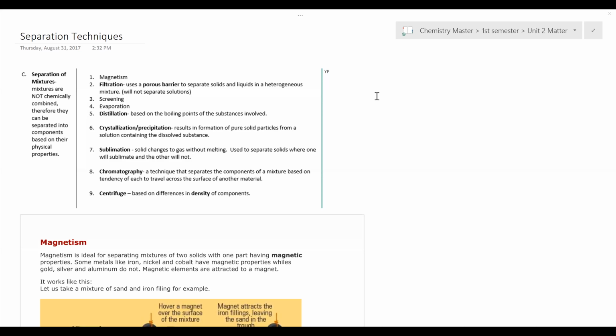Mixtures, very nice. All right, so we've talked about the two types of mixtures, specifically homogeneous and heterogeneous. All right, that's one thing. What else have we talked about? Compounds and elements. Very nice. Compounds and elements.